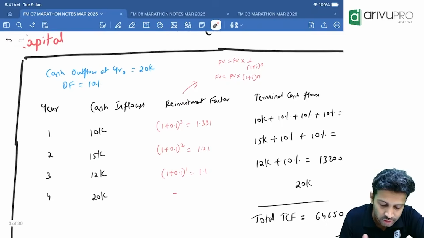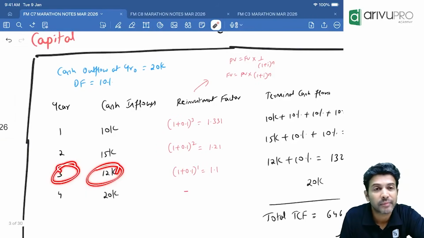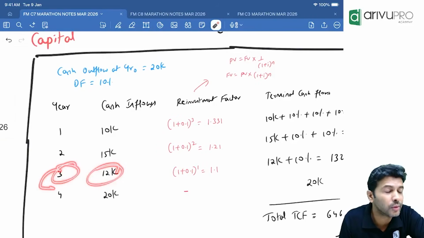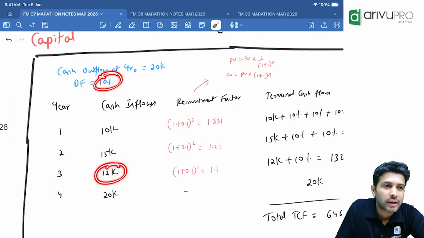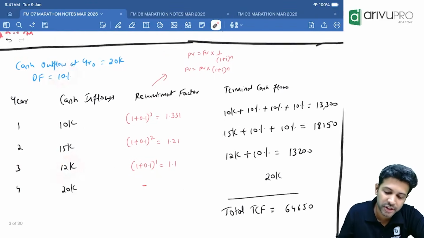And now same thing. This 12,000, when did you get it? End of 3rd year. So how many years can you reinvest this? 1 more year. That means how much return will you get? 10%. So 12,000 plus 10%. How much is that?